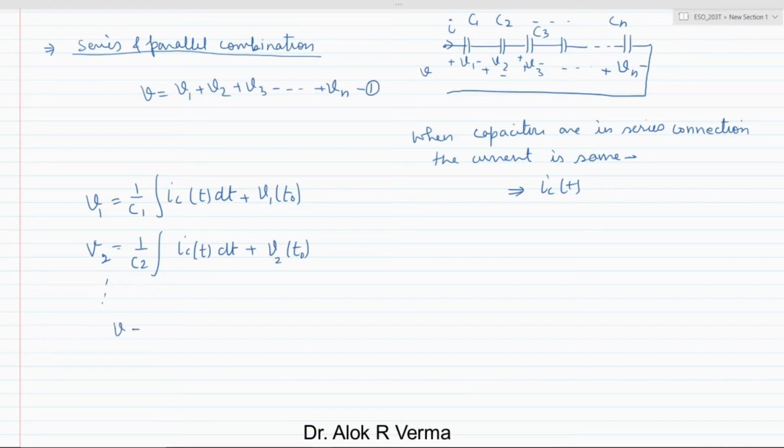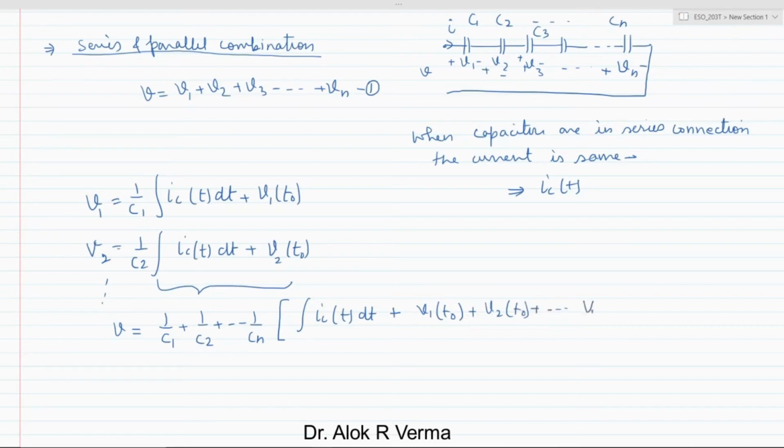So we can add. So this will be common, assuming initially uncharged. So in the common term we will be having 1 by C1 plus 1 by C2 plus 1 by Cn. Then we'll be having integral IC of dt plus V1 at t0 plus V2 at t0 plus Vn at t0. Correct. This can be assumed as some quantity which is Vt0.